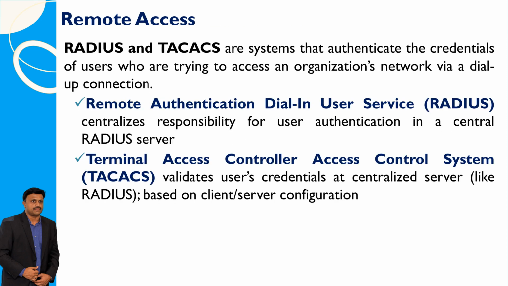Remote access to an organization's network, typically via dial-up connections, involves authentication mechanisms such as Radius and TACACS. Remote Authentication Dial-In User Service, Radius, operates through a centralized server, managing user authentication responsibilities, while Terminal Access Controller Access Control System, TACACS, validates user credentials similarly through a centralized server, employing a client-server configuration.